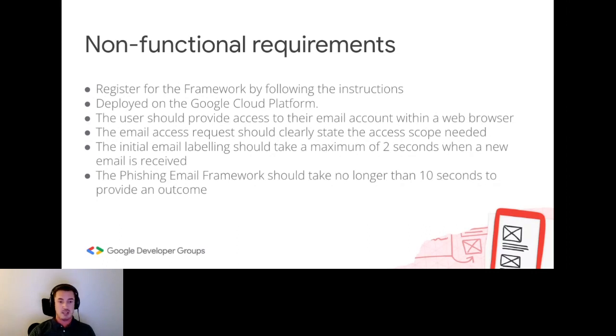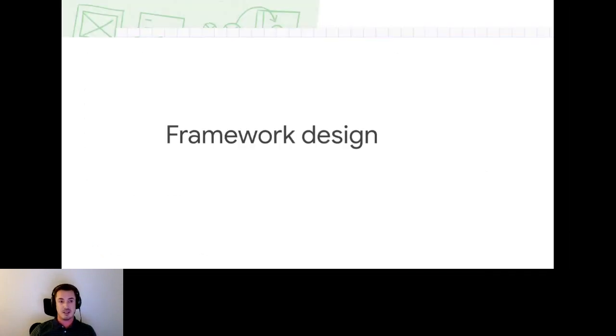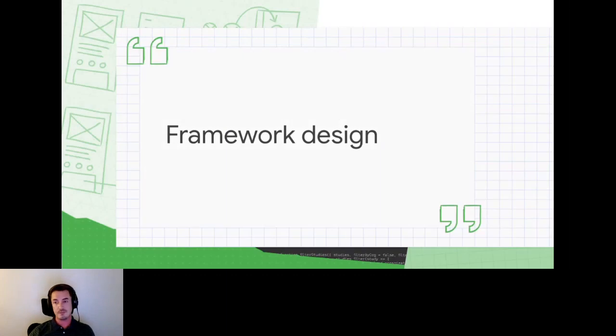And the framework should take no longer than 10 seconds to provide an outcome. So, maximum 2 seconds, we label as pending, we extract all the details, find the outcome and label that again, whether it's phishing or not, within 10 seconds. That is very, very crucial in order for this framework to be accepted.